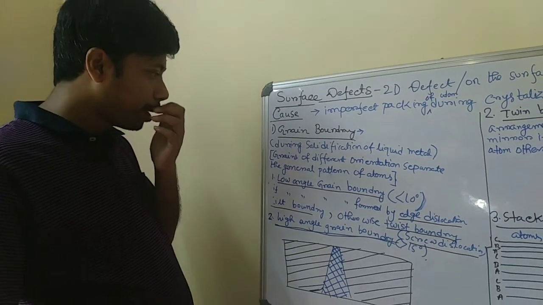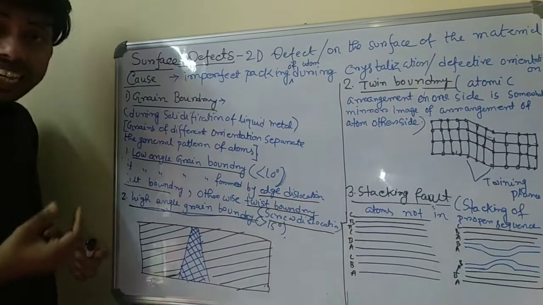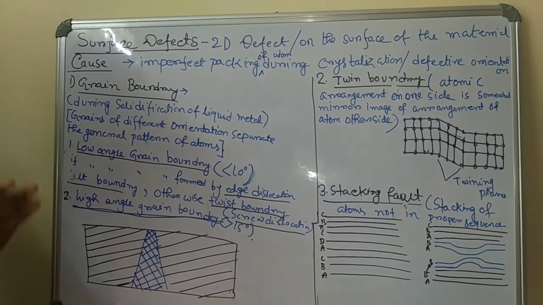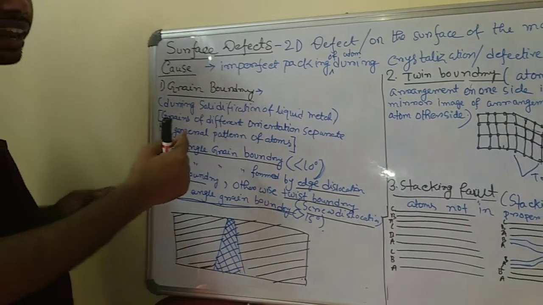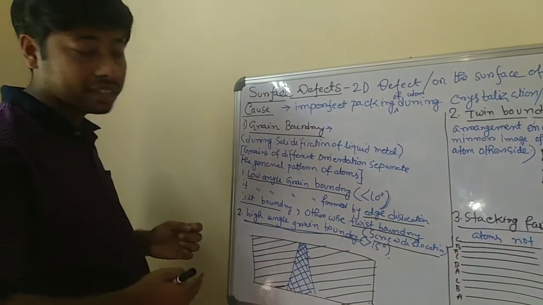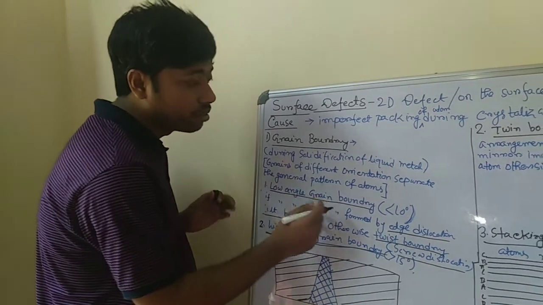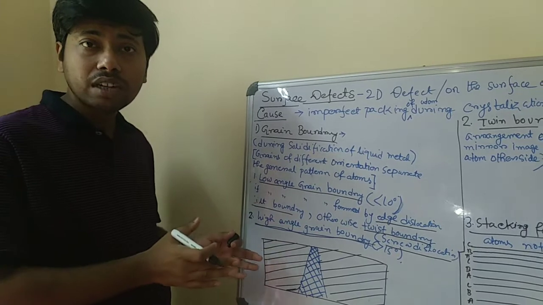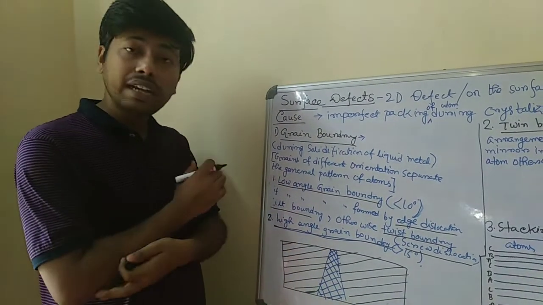There are two types of grain boundary defect, depending on the misalignment or disorderliness of the atoms on the surface of the material. Number one, if the grain boundary misalignment is less than 10 degrees, that is called low angle grain boundary. Low angle grain boundary is the type of grain boundary defect in which the misalignment or disorderliness of the atoms is less than 10 degrees.